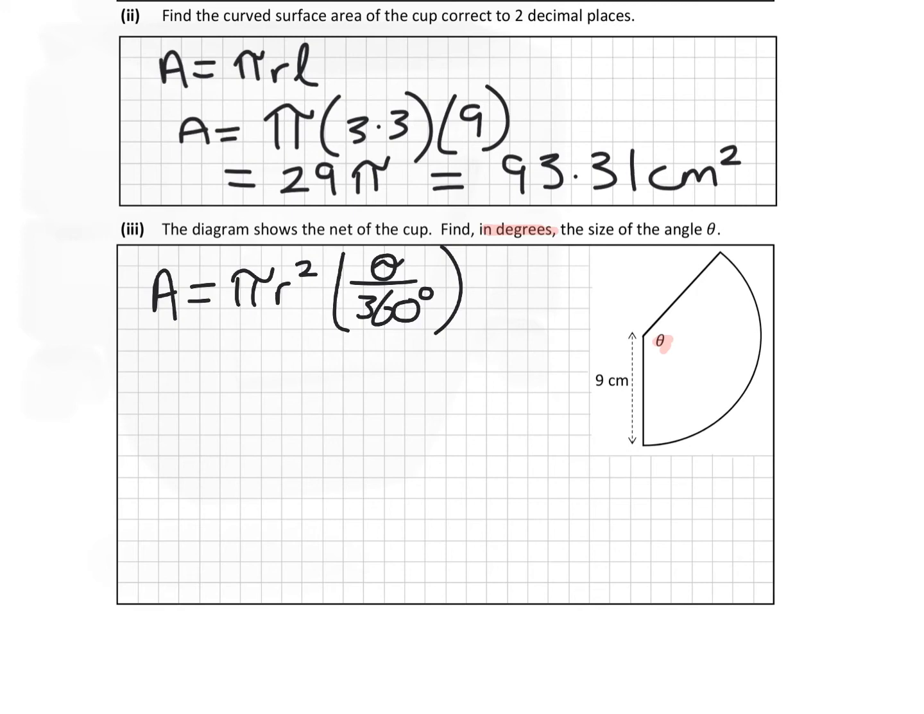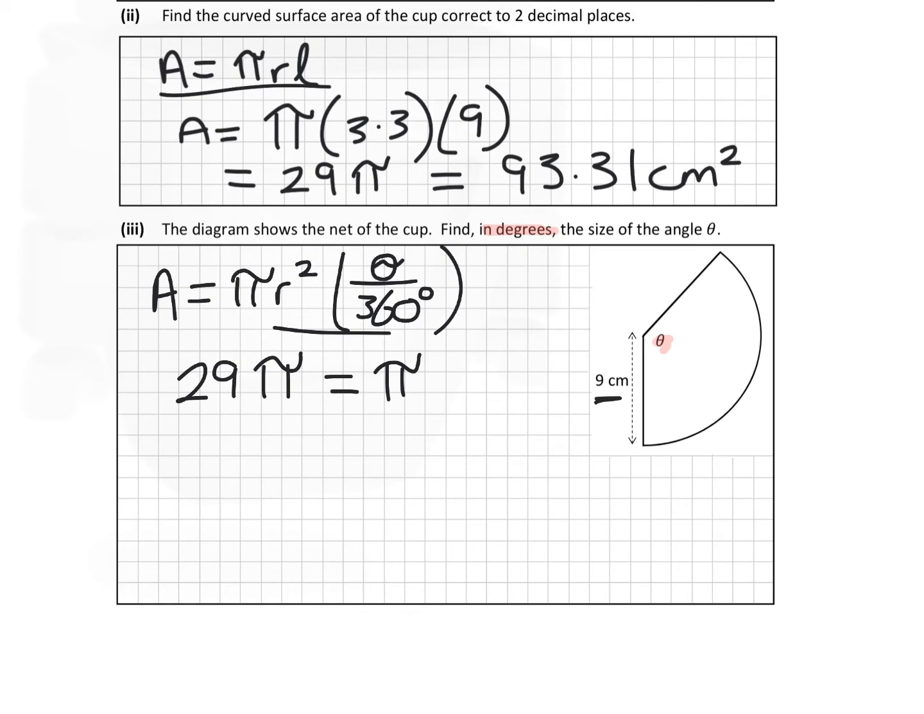And we've already found the curved surface area of the cup up here, so those two should be equal. If we let them equal, what we have up here is 29 pi. I'm just going to work with the pi's for a second, is equal to, and we fill in this formula, pi r squared. Now r in this case is 9 centimeters.